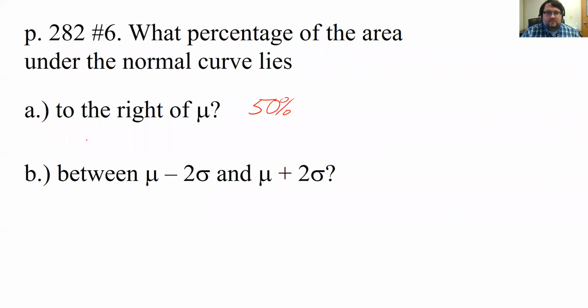What's the next question? Between 2 standard deviations below and 2 standard deviations above. So we go to that. That sounds like an empirical rule. We'll go to our empirical rule, and that was 95% for that.